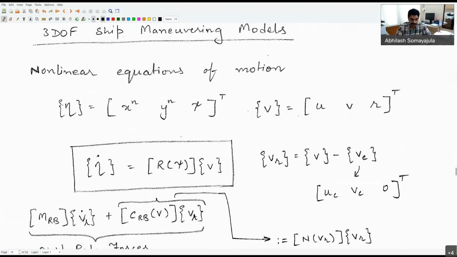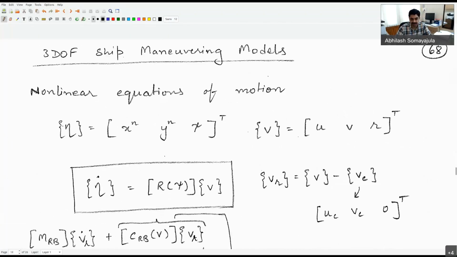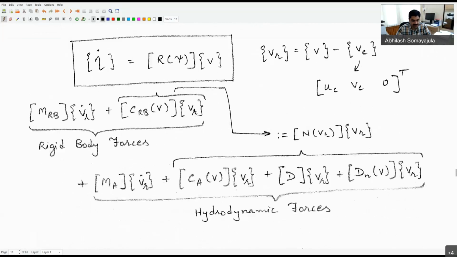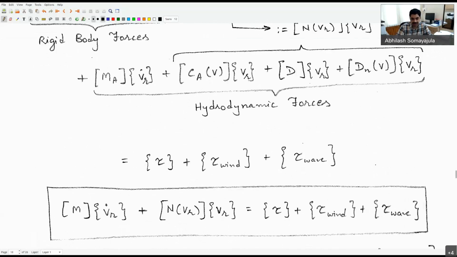Putting all of this together, we will now take a look at the so-called nonlinear equations of motion for our vessel in a 3 degree of freedom system. Here our generalized coordinates are x, y, and psi. Body-fixed velocities are u, v, and r. And they relate by this rotation matrix, which depends on psi. Coming to the dynamics, we have the rigid body mass matrix, rigid body Coriolis matrix, added mass matrix, added mass Coriolis terms, linear damping and nonlinear damping, and all of that will be equal to the external force that is applied.